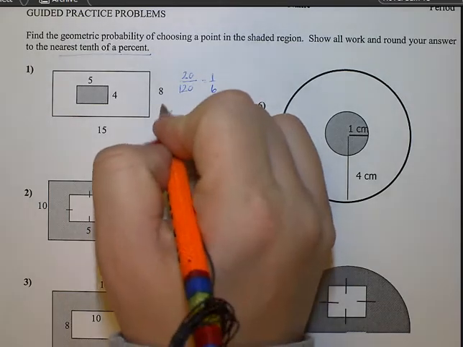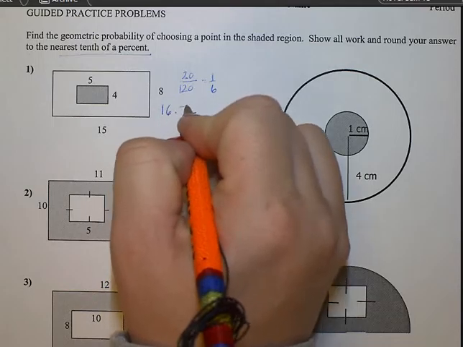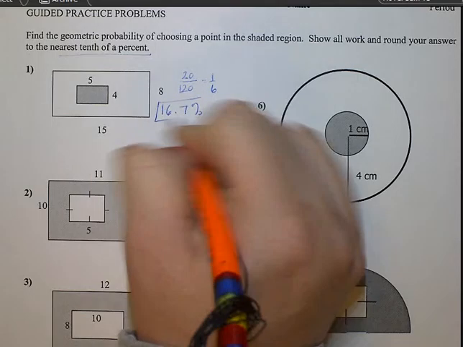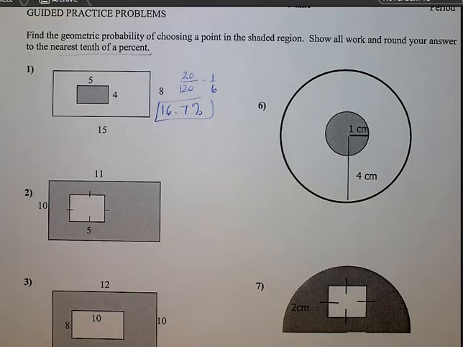So 1.7 is going to be the rounded answer. Sorry, 16.7%. My fault, 16.7.